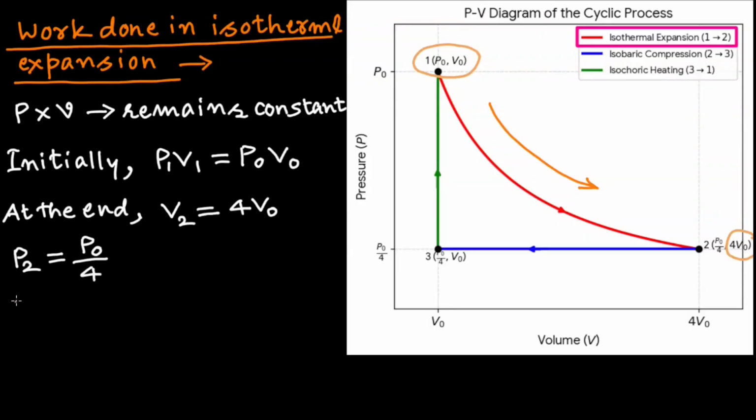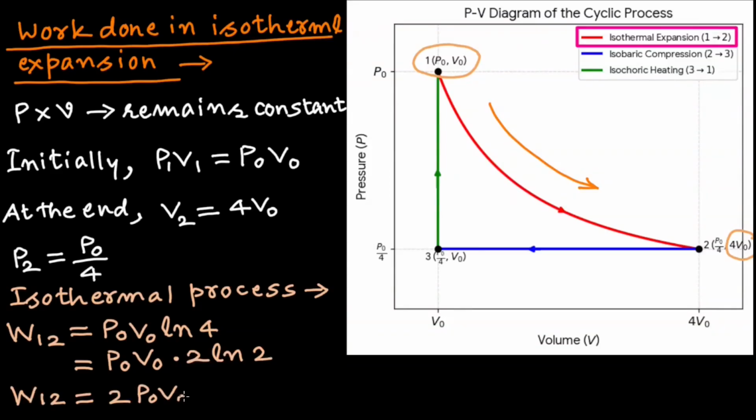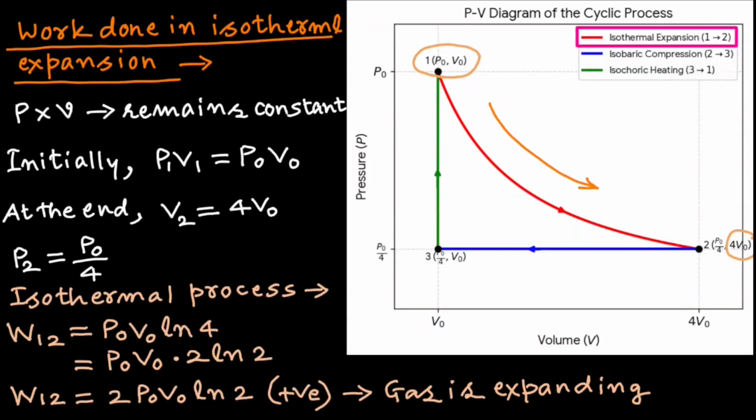For an isothermal process, work done from 1 to 2 is P0 V0 ln4. ln4 is 2 ln2. So W12 will be 2 P0 V0 ln2. This work is positive because the gas is expanding.